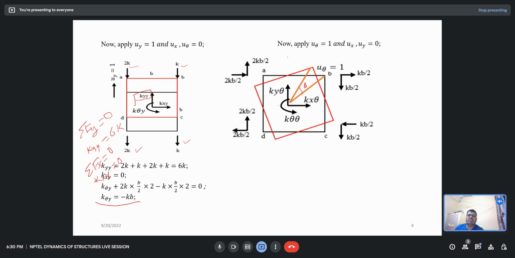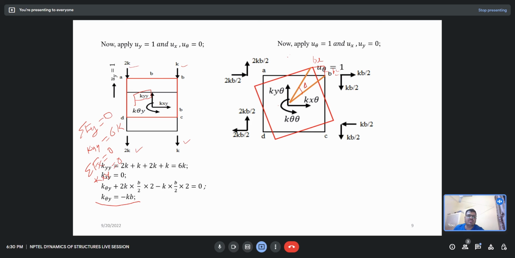So if that rotated 1 radian, any slab, so I need to find out what will be this displacement, like this corner B is displaced in this direction, bx and by, and the force developed due to this.